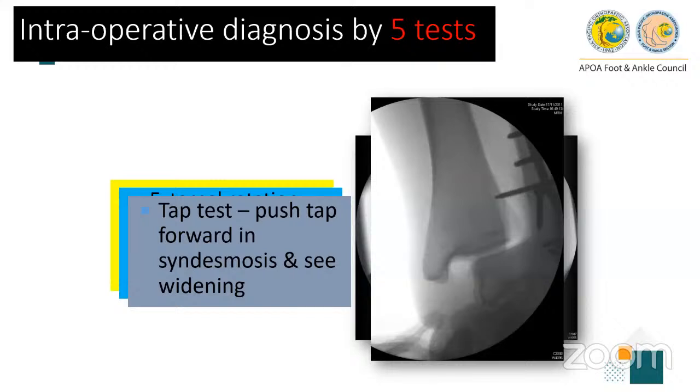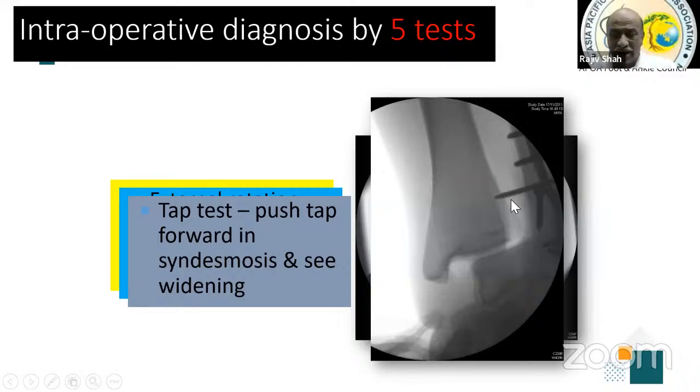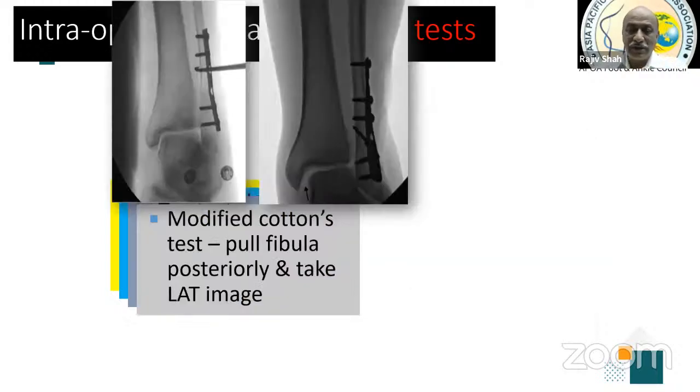We drill it and then we put the tap and try to push the tibia away, and it can open up the medial clear space. It's a blunt tap, which you go on tightening, and the tap is not going to go through the tibia. It is going to pull the tibia and fibula apart, and this can give you the diagnosis of syndesmotic instability. And then the modified Cotton's test, where you are pulling the fibula posteriorly and taking a lateral image.